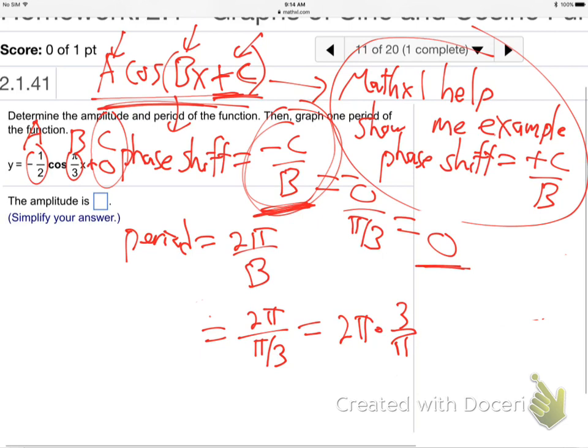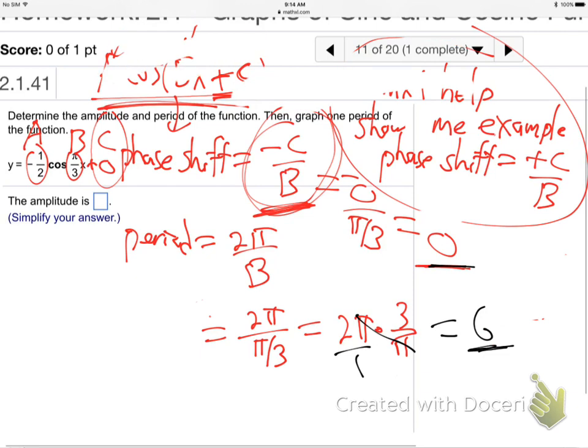So anyway, now 2 pi times 3 over pi, put this over 1 like that. Cancel the pi's, right? Because whenever a whole number is interacting with a fraction, you put it over 1 to make it look like a fraction. Cross cancel the pi's, so 2 times 3 is 6. So the period is 6, the phase shift is 0.